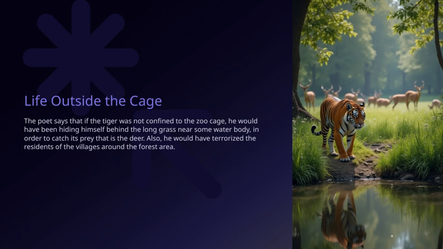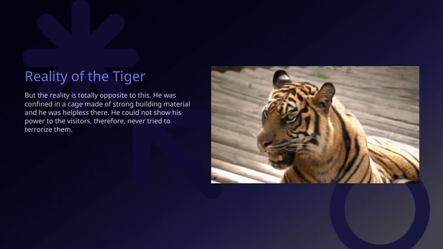It shows us that the confinement of animals limits their natural instincts and, in a way, deprives us of witnessing their true nature. But the reality is totally opposite to this. He was confined in a cage made of strong building material, and he was helpless there. You see, despite his reputation as a powerful predator, he couldn't show his strength to the visitors. Because of this confinement, he never had the chance to terrorize or impress anyone.